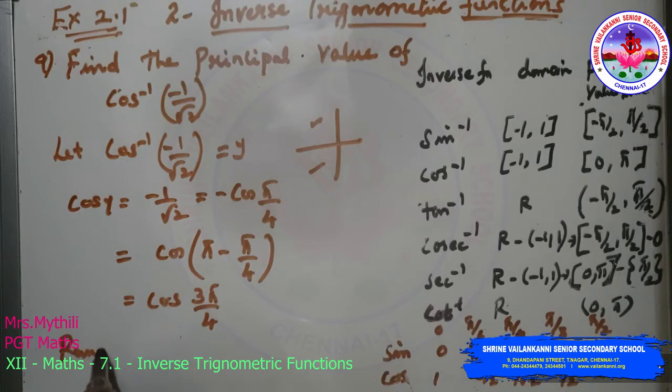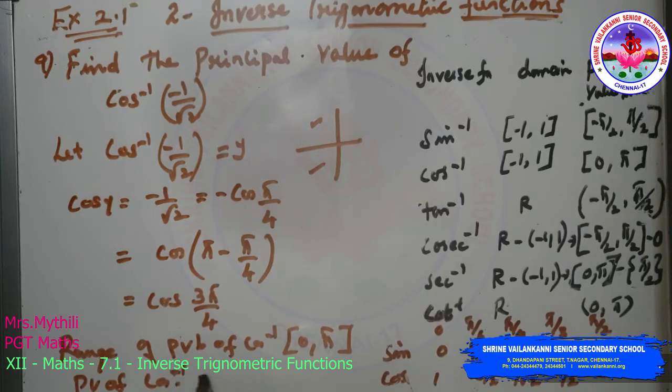The range of the principal value branch of cos inverse is 0 comma pi. So 3 pi by 4 lies in the branch. So the principal value of cos inverse of minus 1 by root 2 is 3 pi by 4.